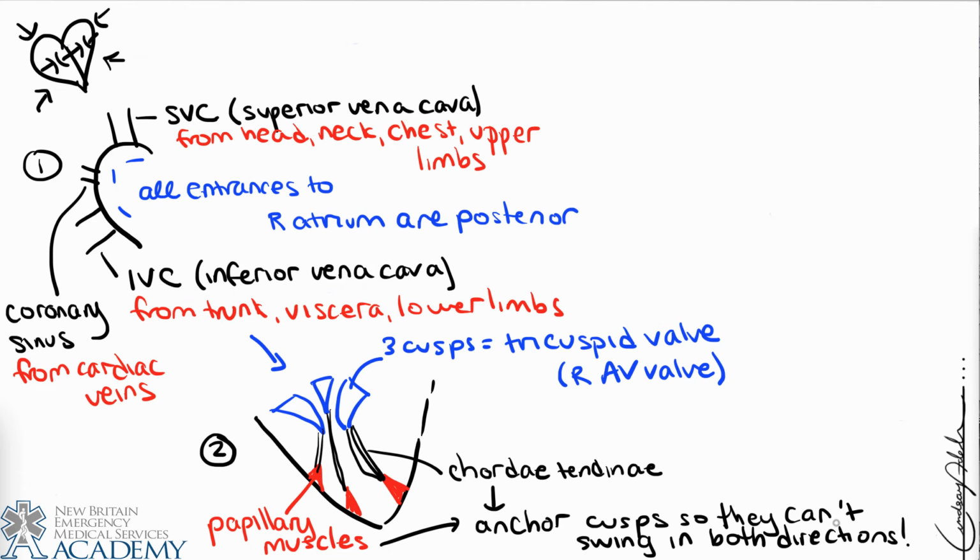And so the function of the papillary muscles and the chordae tendineae is to anchor the cusps so that they can't swing in both directions. They can only open for the blood to come through, but they can't go back the other way.